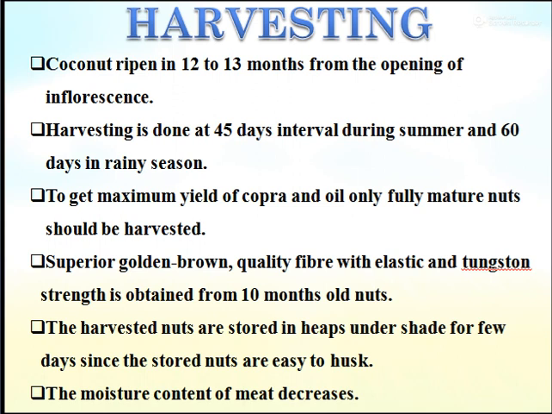The maturity index of coconut is that it should be a superior golden brown in color. Then fiber of quality with elastic and tensile strength is obtained from 10 months old nuts. The harvested nuts are stored in heaps under shade for a few days, since the stored nuts are easy to husk, and the moisture content of the meat decreases. This is the maturity indices, maturity time, maturity interval, and harvesting of coconut.